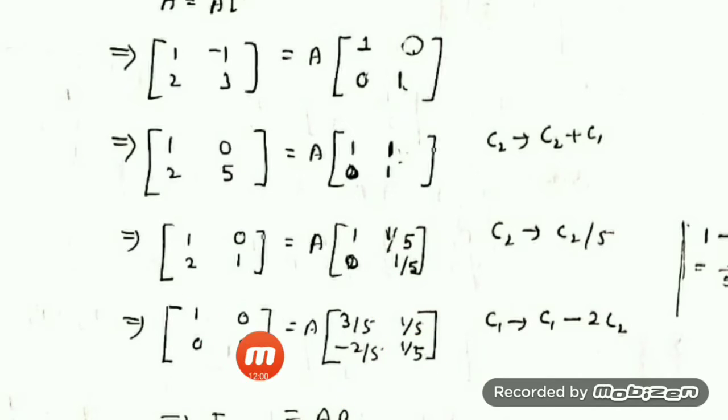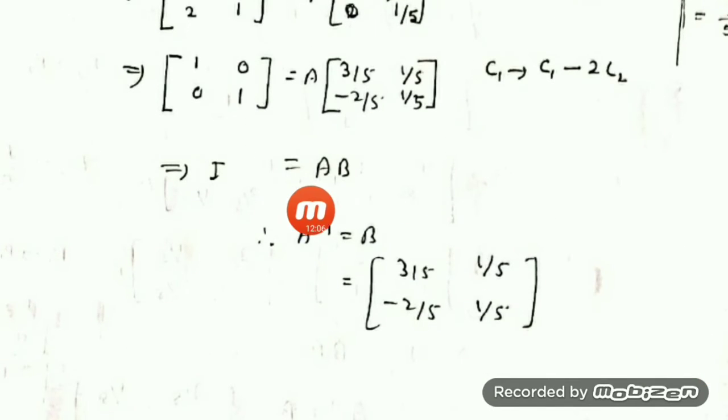So it is already converted to the form 1001. So this is your B. Okay, so I have written it like this: I is equal to AB. So what is your inverse? A inverse is B, which is this one. You see, you have got the same answer by using both the transformations. So you can prefer any one of them.